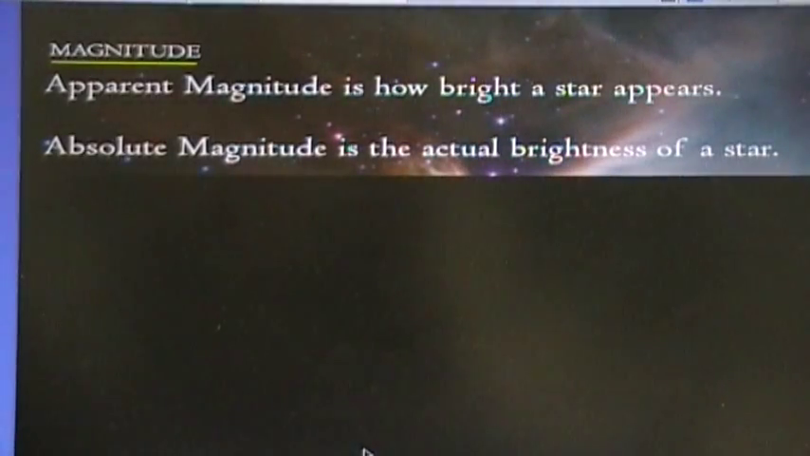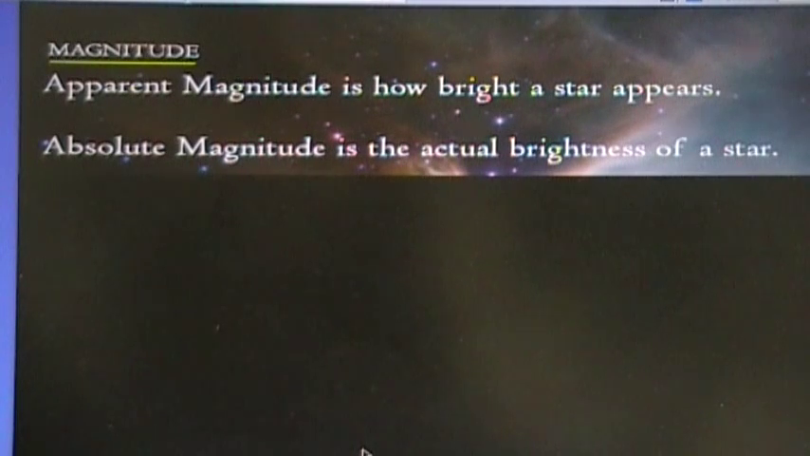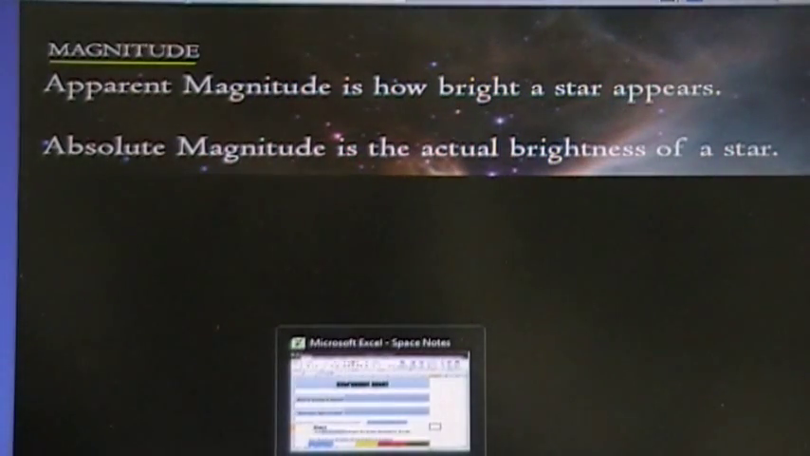Then we look at magnitude. Magnitude means brightness. Now, there are two types of magnitude that we deal with in astronomy. The first is the apparent magnitude, and the apparent magnitude is how bright a star appears.